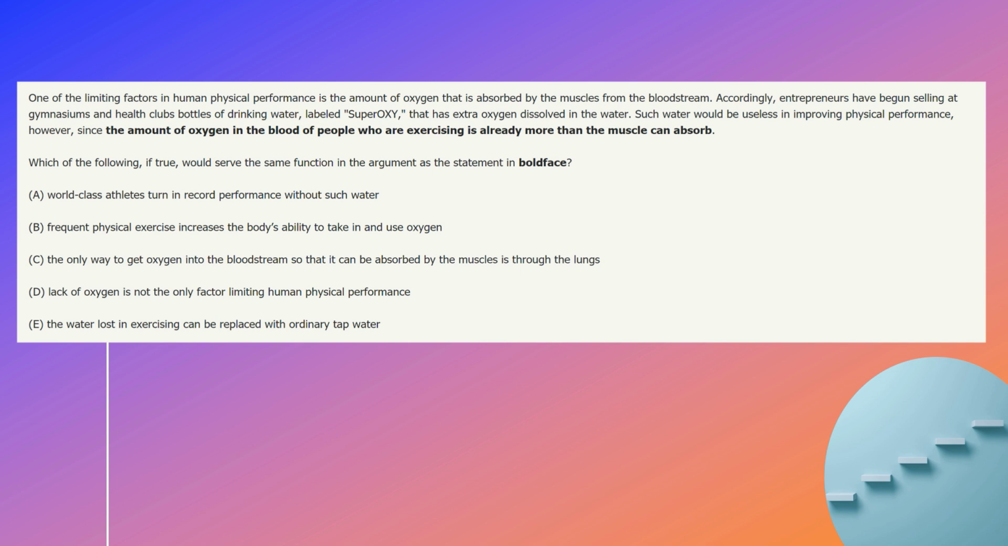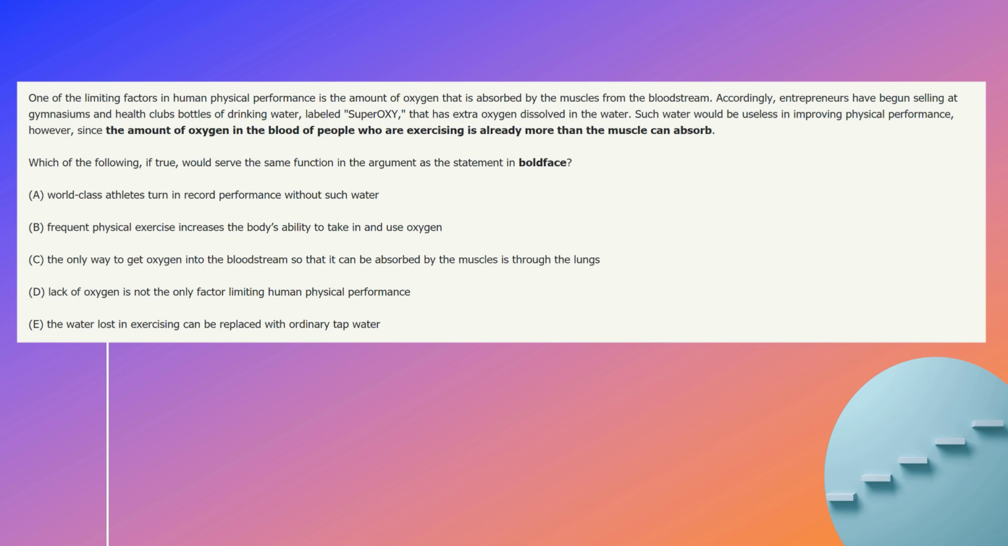So I would label that as one big negative. This is a negative thing in bold saying your plan is useless. We've already got enough. And in terms of the logic, I think it's fairly flawless logic. If we already have more oxygen than the muscles can absorb, what is the point of extra oxygen? I can't really see the flaw there. So I'm looking for a negative answer and one whose logic I agree with.